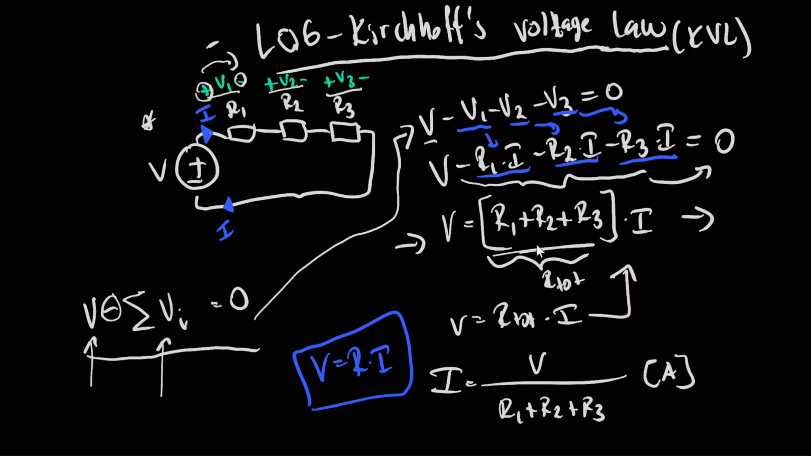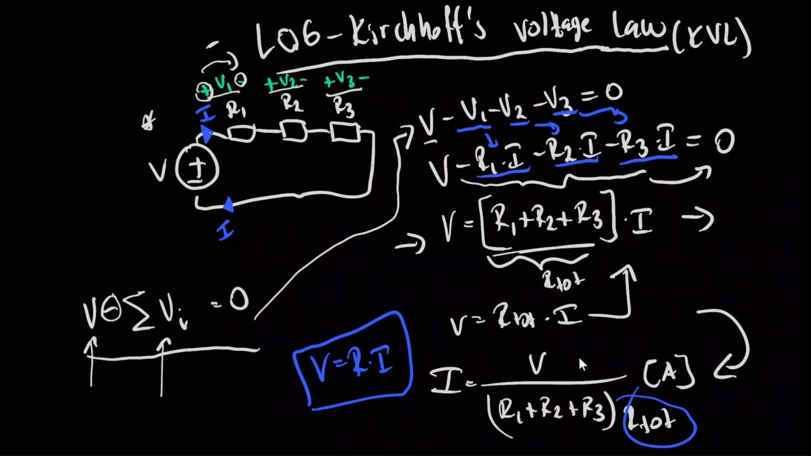So we actually verify that with this formula, Kirchhoff's voltage law. Then we come to this one, which says that if you want the current, we just divide the voltage by the total resistance, which is R1 plus R2 plus R3. I call this R total here, just like that.